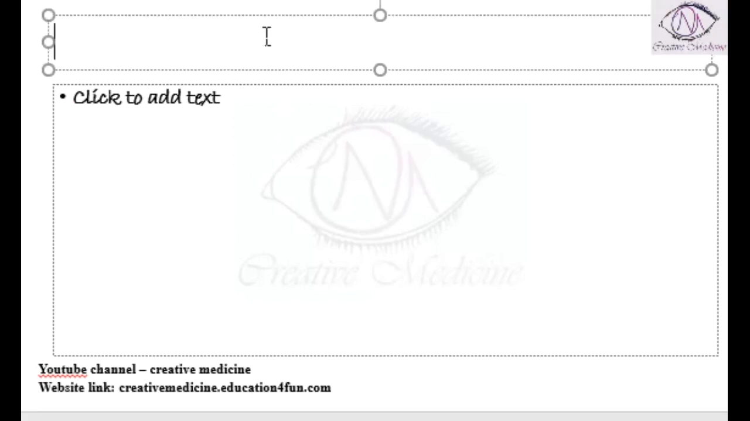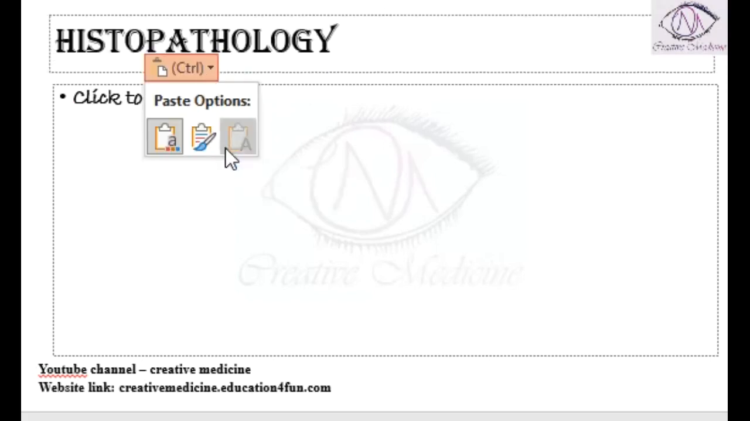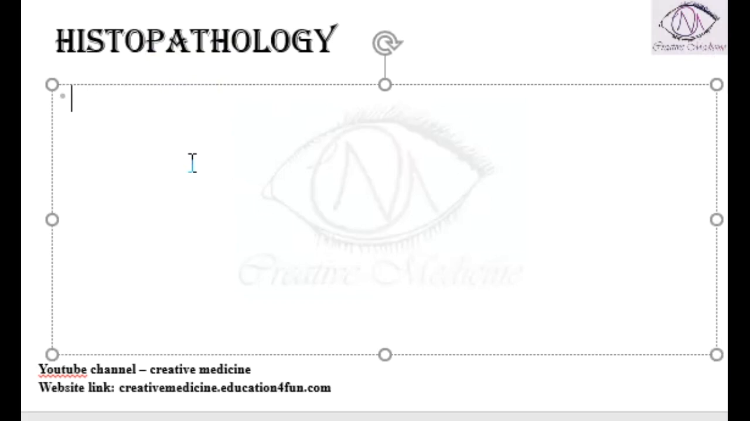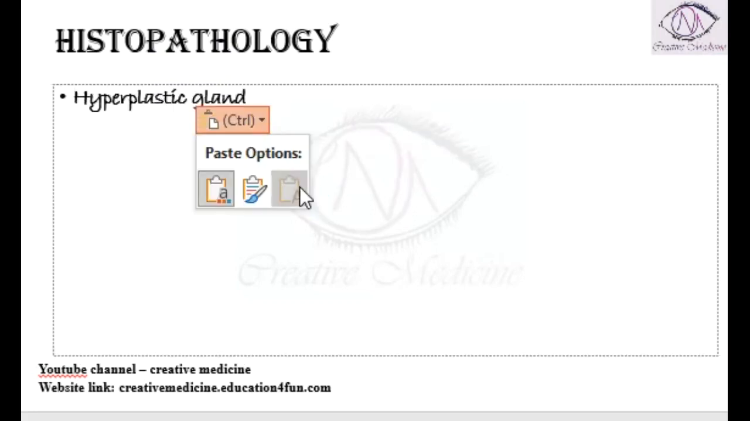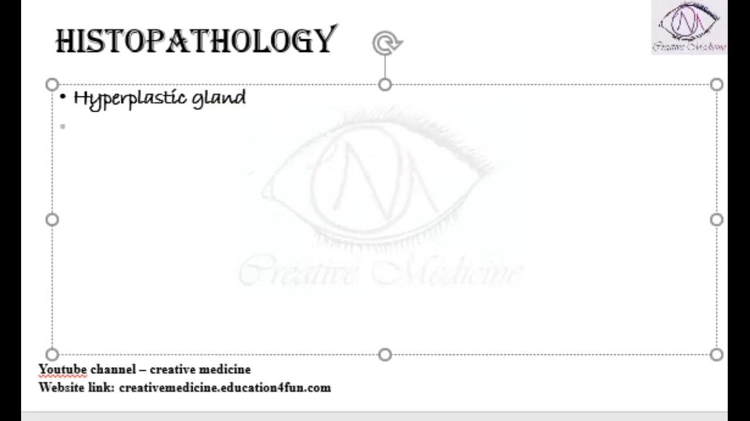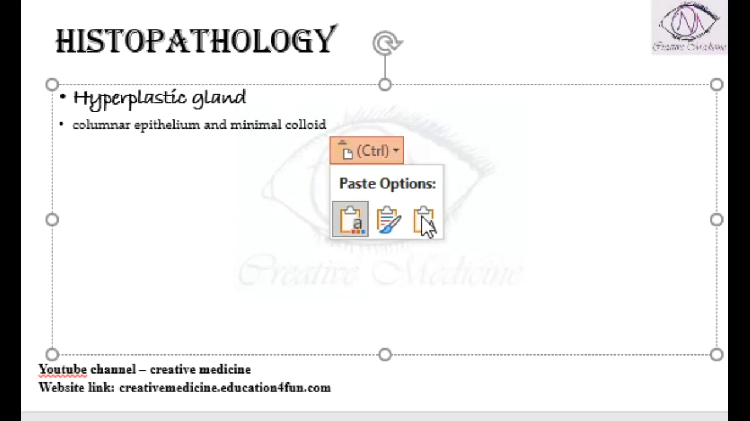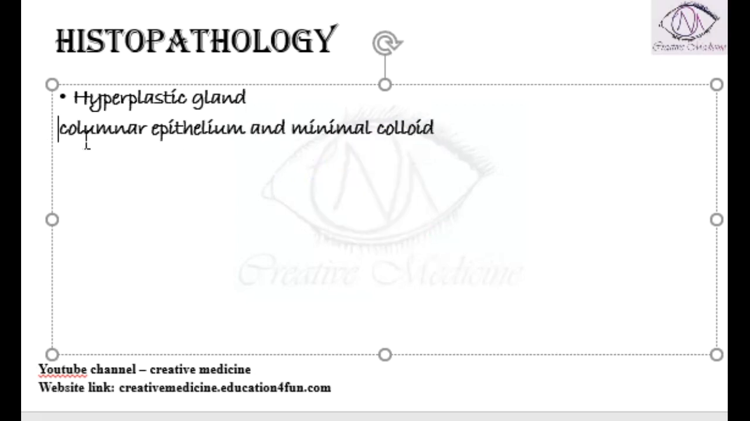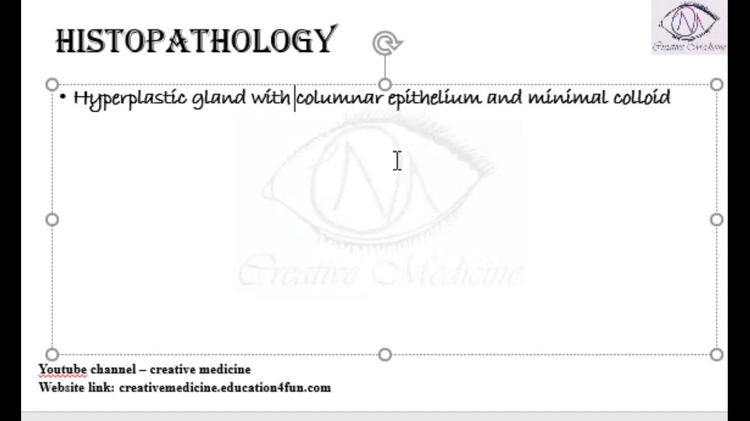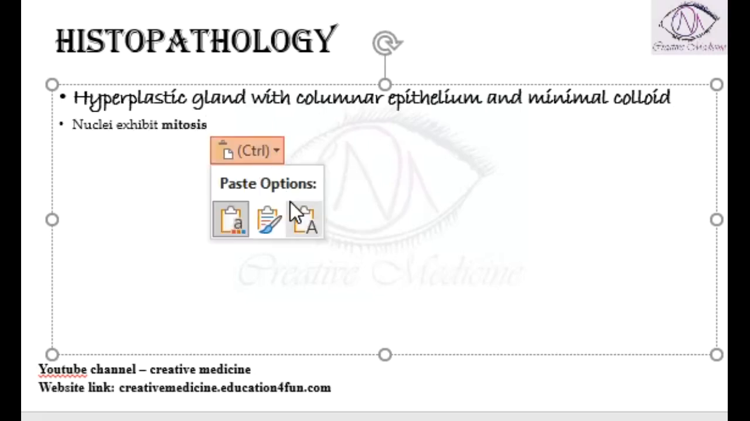If you do a histopathological examination of Graves' disease, you will see a hyperplastic gland with increased production of cells. Columnar epithelium is seen with minimal colloid. So there is a hyperplastic gland with columnar epithelium and minimal colloid. Nuclei may show mitosis in Graves' disease.